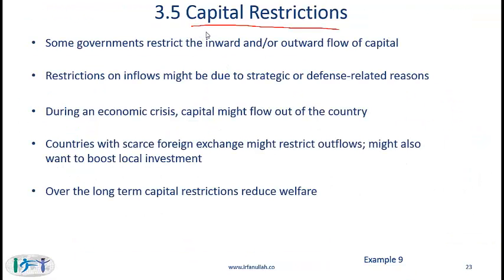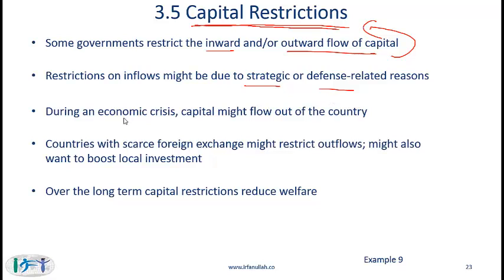The final part of section 3 has to do with capital restrictions. Some governments restrict the inward and or outward flow of capital, and that is what we mean when we say capital restrictions. Restrictions on inflows might be due to strategic or defense related reasons. So a given country might say that they do not want foreigners investing in a particular industry that is either strategic or defense related.